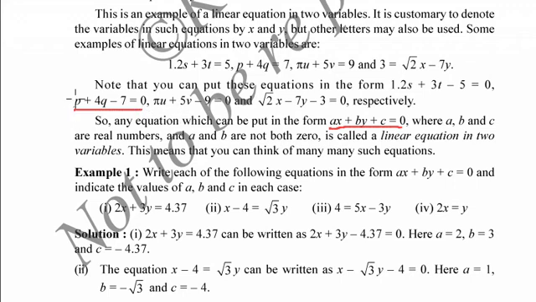You can notice in this equation the value of a is 1, the value of b is plus 4, and the value of c is minus 7. In the first case, we can see the value of a is 1.2, the value of b is 3, and the value of c is minus 5.